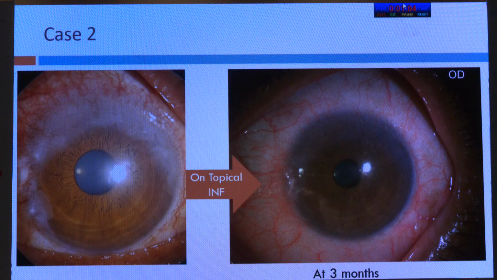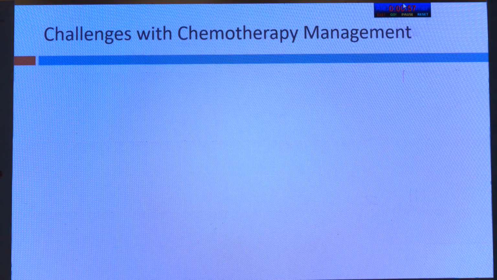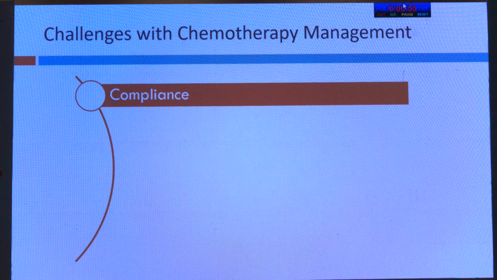It almost regressed, just a focal nodule left over at the limbus with the presence of a pterygium, and we are continuing the patient on topical chemotherapy interferon. The main challenge with chemotherapy management remains compliance, because when you're doing chemotherapy, you need to see the patient every 3 to 4 weeks and decide upon the need for injection, or if the patient is not improving, you need to decide for surgery.